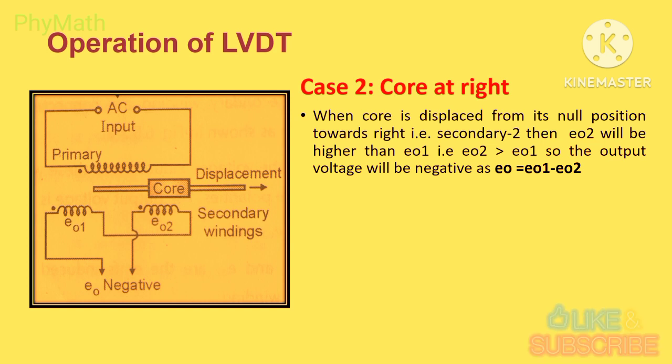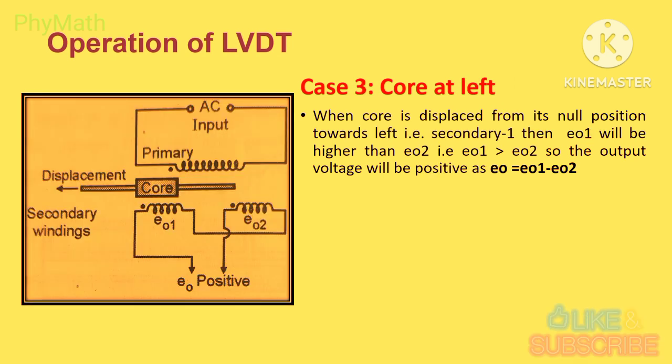Now this will be case number 2. What is the conclusion for case number 2? When the position of the core is at right, or at secondary winding 2, the total EMF induced in secondary winding 2 is greater than that in secondary winding 1. So the output voltage will be negative, as per our equation EO equals EO1 minus EO2, and for this case EO2 is greater than EO1. That's why the output voltage EO will be negative.